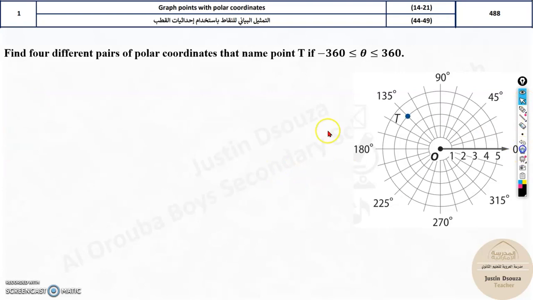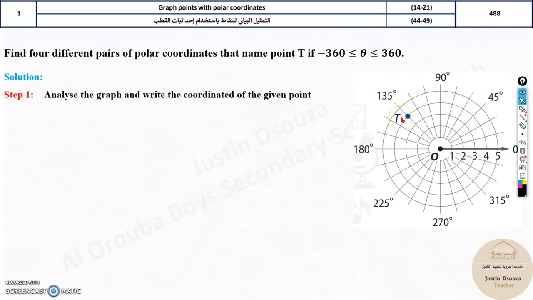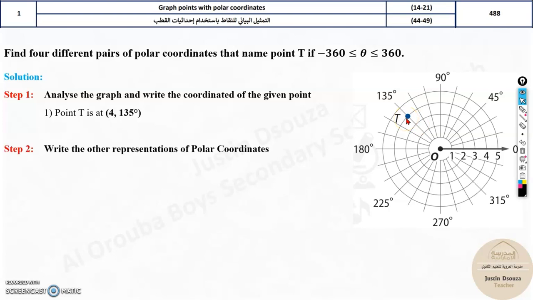Over here we have one more problem where this is the point. The point is at (4, 135 degrees). Same way. Now pause the video and try it by yourself. I hope you have tried it. It's very simple. All you need to know is this is the positive angle 135. This subtracted from 360 gives you the other angle, that is negative 225.